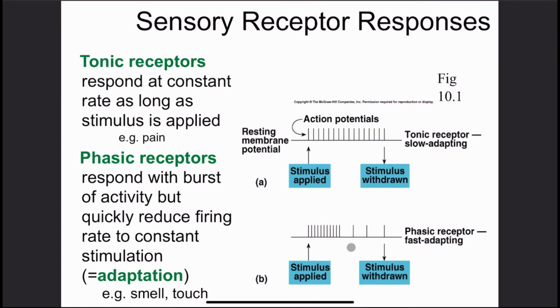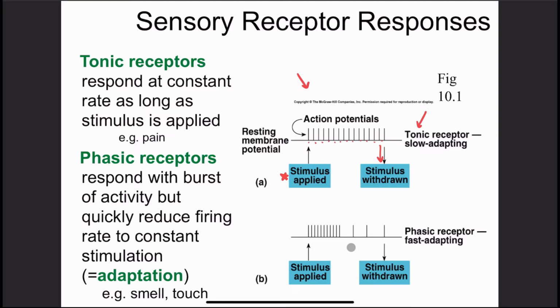There are two types of sensory receptor responses. The top one that we see here is called a tonic receptor. As you can see from this picture, as soon as a stimulus is applied, there are action potentials occurring at a regular rate until the stimulus is withdrawn. They do not adapt to the stimulus whatsoever. If the stimulus is applied, you're going to have action potentials firing. If the stimulus is withdrawn, it is going to stop the action potentials.